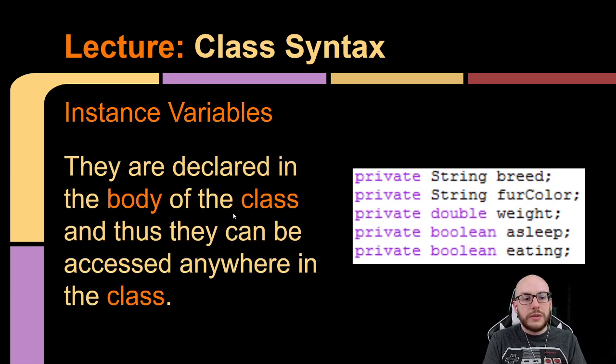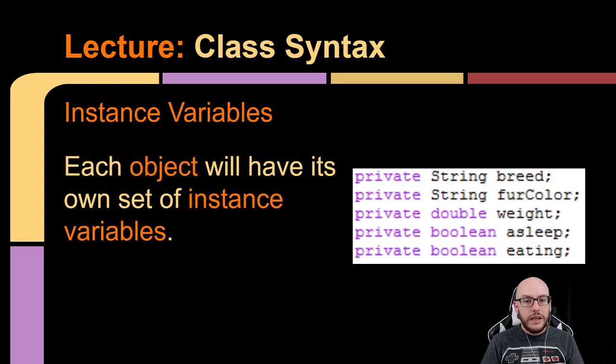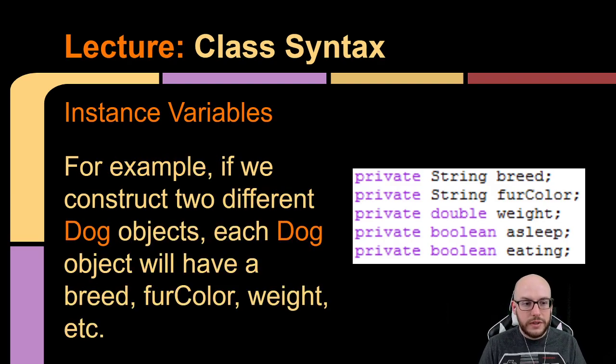So instance variables are declared in the body of the class, and thus they can be accessed anywhere in the class. Each object will have its own set of instance variables. For example, if we construct two different dog objects, each dog will have a breed, fur color, weight, etc.